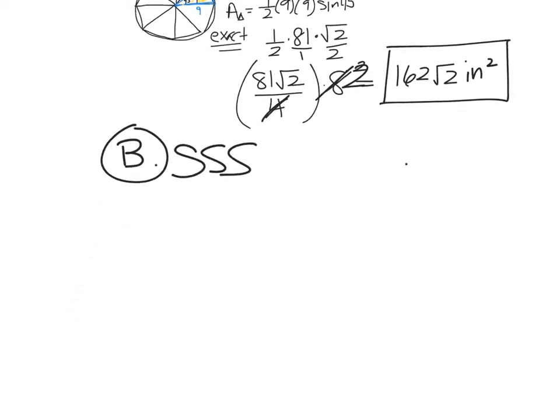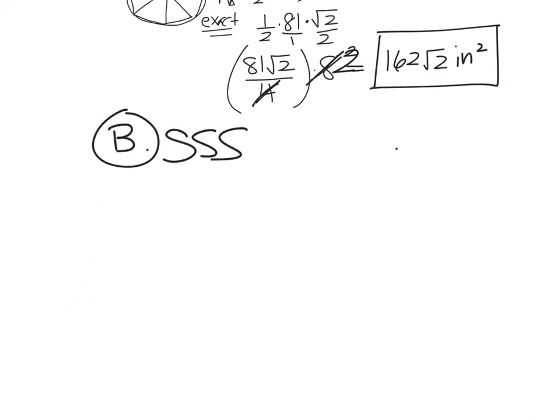So when we're given the 3 sides of a triangle, we can find the area. This is called Heron's formula.